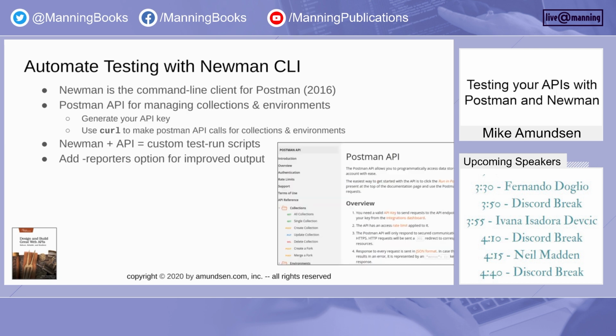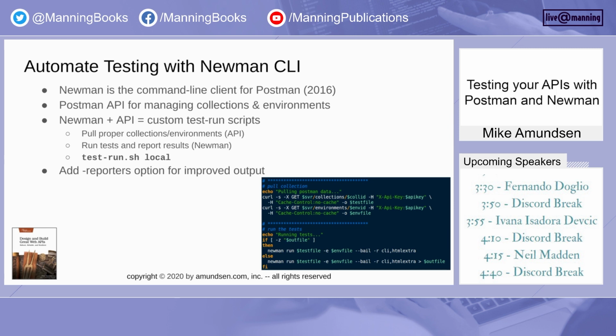So I can actually use the Postman API to pull test collections and environment variables down to my own machine. There's a great API, and now I'll need an API key, but it's pretty simple. And then I just use curl with that API key, and I can do lots of things like manage my collections, pull them down, store them locally, and stuff like that. So the Newman utility, plus the API, lets me automate this entire process. I can pull the proper collection and the proper environment, and then I can run the tool, and then I can generate a really cool report and put it all together in a single script.